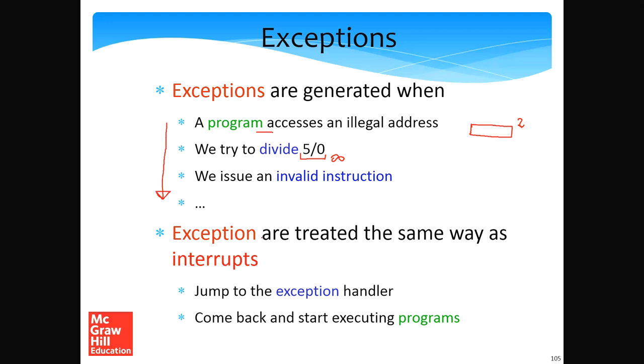Exceptions are handled the same way as interrupts. Interrupts have an interrupt handler, exceptions have an exception handler. If you access an illegal address, then the exception handler might just terminate the program and let the user know that an illegal address has been accessed. Once the interrupt and exception handler execute, after that we come back and start executing programs. It might be the same program that was executing before the interrupt or exception, or it might be another program.